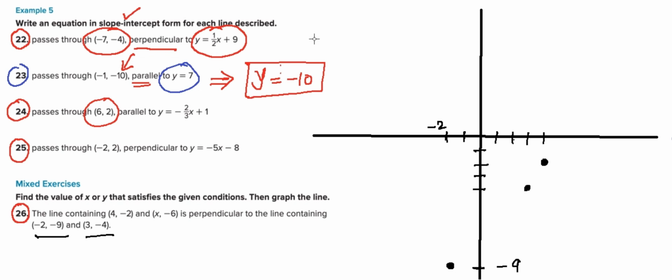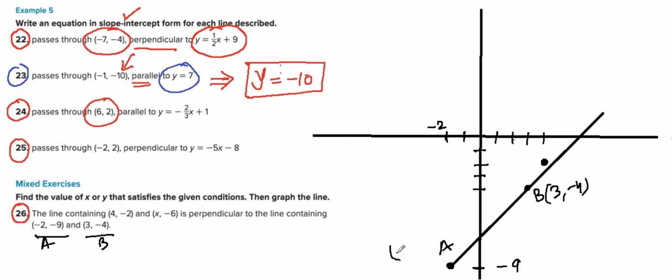So if I join these, what will I get? This is the other line. Let us suppose this point is A and this point is B. So this line is passing through points A and B. This point is (3, -4) and A is (-2, -9). Now I will find the slope of the other line, the one through (4, -2). So the slope of this line.